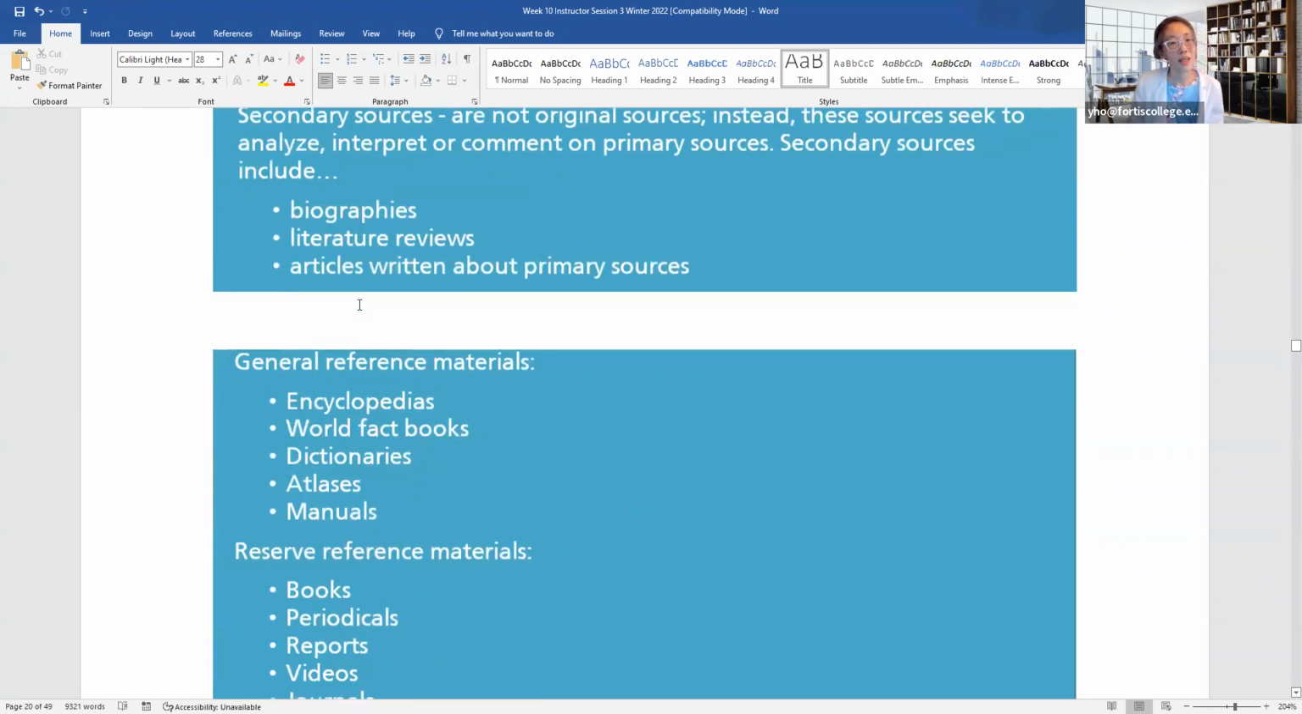A secondary source is if someone were to write a story about me. If you were to write a story about my aunt or my family, that would be a secondary source. Secondary sources are not original sources. Instead, these sources seek to analyze, interpret, or comment on primary sources. Secondary sources include biographies, literature reviews, and articles written about primary sources.